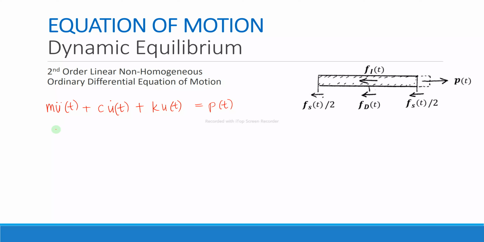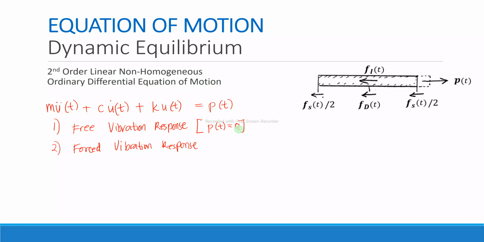Now, naay klase-klase nga response sa structure, no? First, in the calculation of this structure, we have what we call the free vibration response, and we also have a forced vibration response. Sa free vibration response, una siya nga ang P of t is equal to 0. The structure is oscillating, there is vibration, but there is no applied dynamic loading.